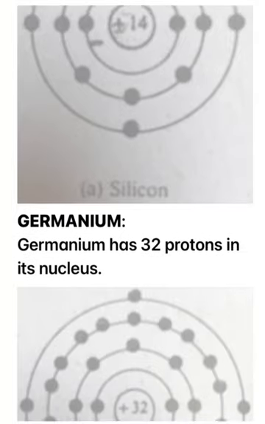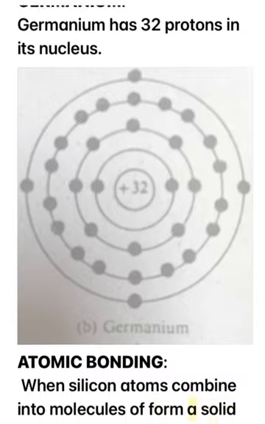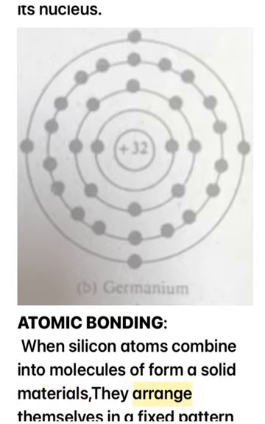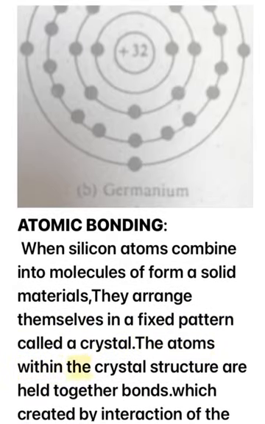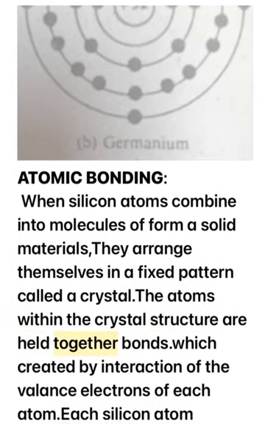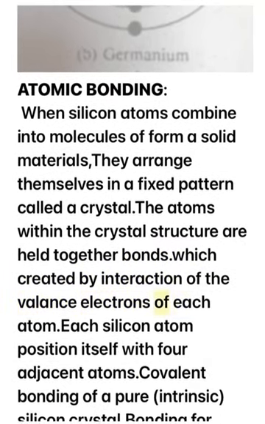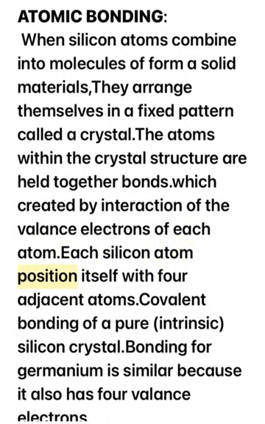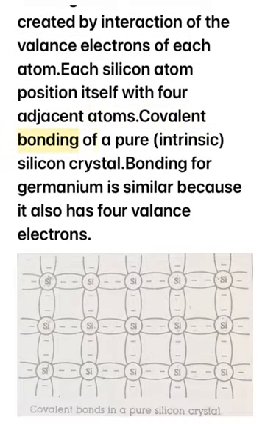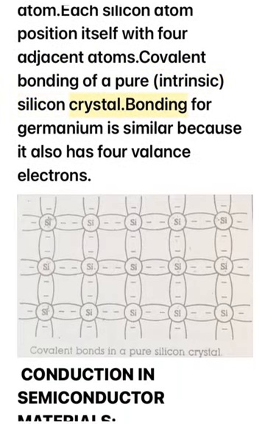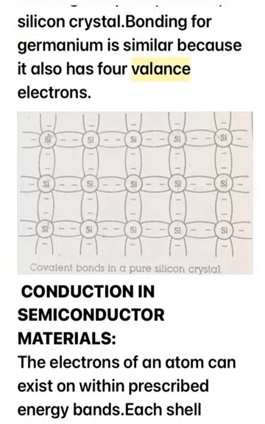Atomic bonding. When silicon atoms combine into molecules to form a solid material, they arrange themselves in a fixed pattern called a crystal. The atoms within the crystal structure are held together by bonds which are created by interaction of the valence electrons of each atom. Each silicon atom positions itself with 4 adjacent atoms. Covalent bonding of a pure intrinsic silicon crystal. Bonding for germanium is similar because it also has 4 valence electrons.